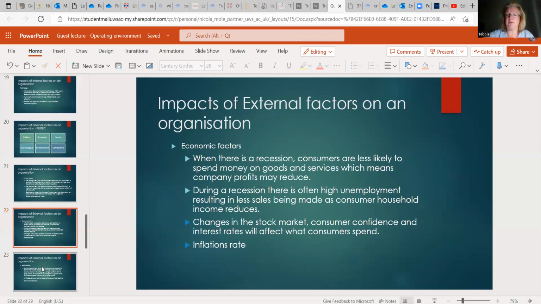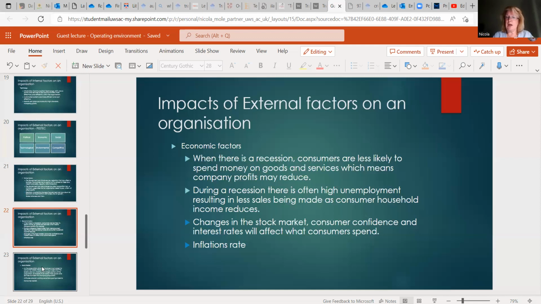Economic factors, all right? So we need to consider the different economic factors. When there is a recession, consumers are less likely to spend money on goods and services, and that means company profits may reduce. So a recession means that the economy has stopped growing. It is actually getting smaller, all right? There are predictions that we will go into a recession sometime this year or maybe next year, given all the crises in the world and the knock-on effects from the pandemic.